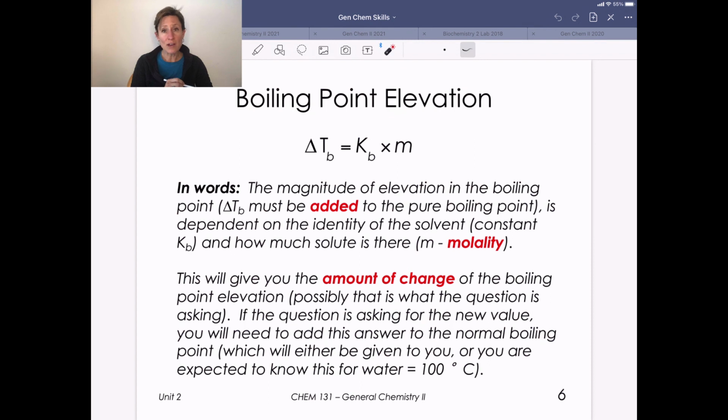the boiling point was. I'm going to assume that you know that the boiling point of water is 100 degrees C. If we have another solvent, I will make sure to provide that new boiling point for you that you'd need to add this delta T to. Okay, and again, this is a constant that would be provided for you as well, but you might need to be doing a little bit of work to calculate the molality.